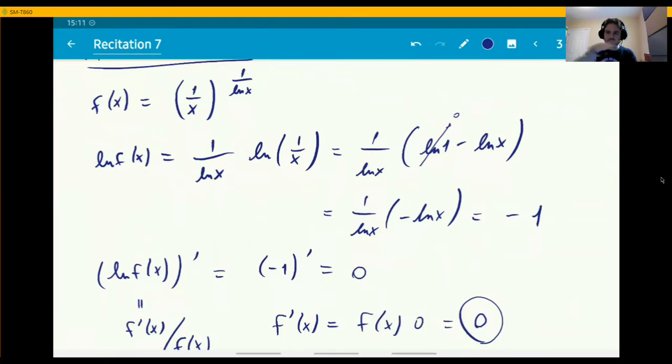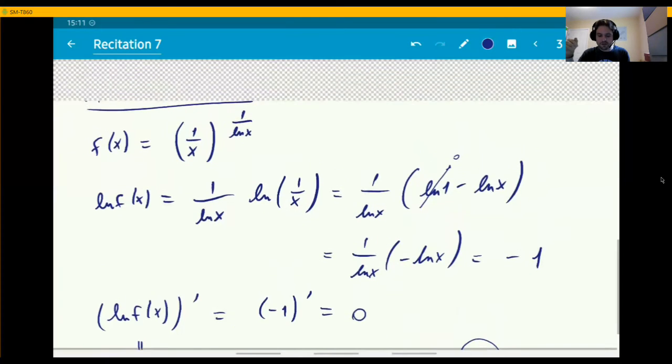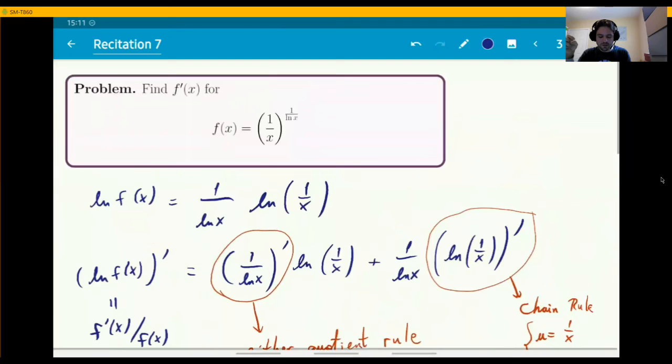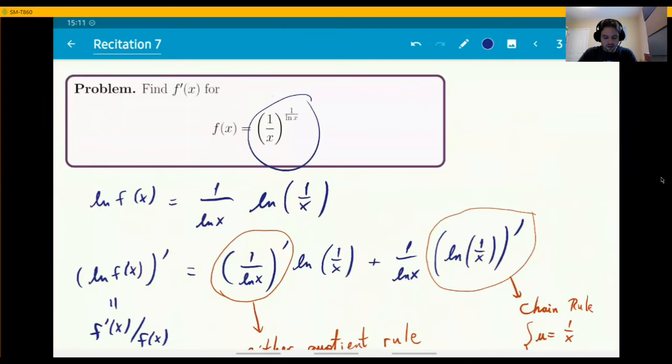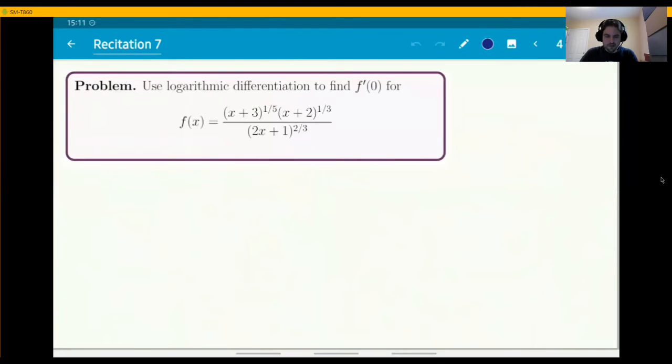That means the function is just a horizontal line, a constant function. No matter what x you have, this number is always the same. And it is 1 over e, I believe. But anyway, let's move on to the next logarithmic differentiation problem.